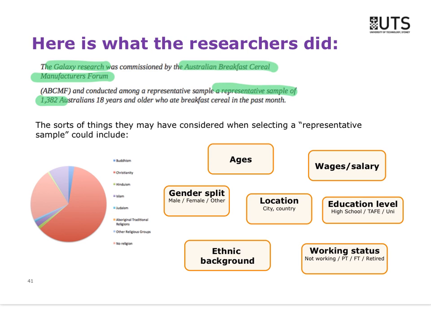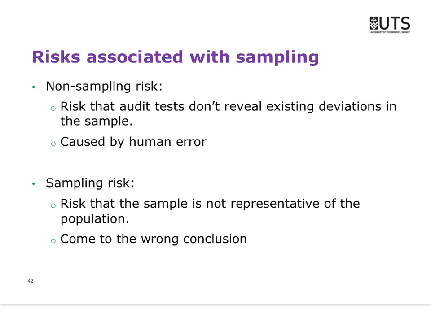So we need to make sure that when we select our samples, we do a good job of it, because there are some risks. Obviously, there's risk not associated with sampling, which is human error. You have a really big Thursday night out, and then you come to audit on Friday, and you're hungover, and you do a bad job of auditing.